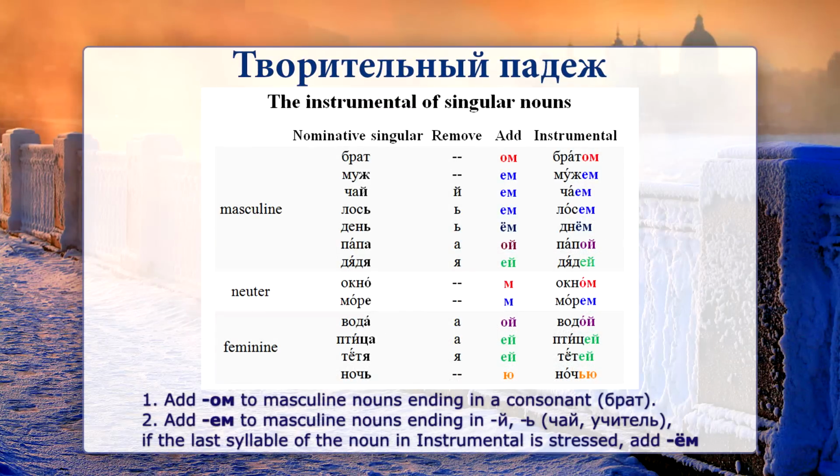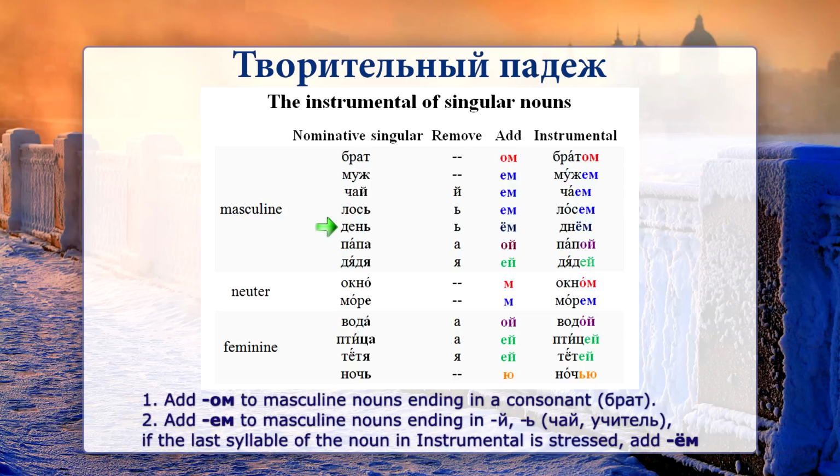So, let's take a look at the rules. We add om to masculine nouns ending in a consonant. For example, брат, братом. T is a consonant. We add ем to masculine nouns ending in и краткое, y, or the soft sign. For example, чай, чаем. Лось, лосем. Учитель, учителем.